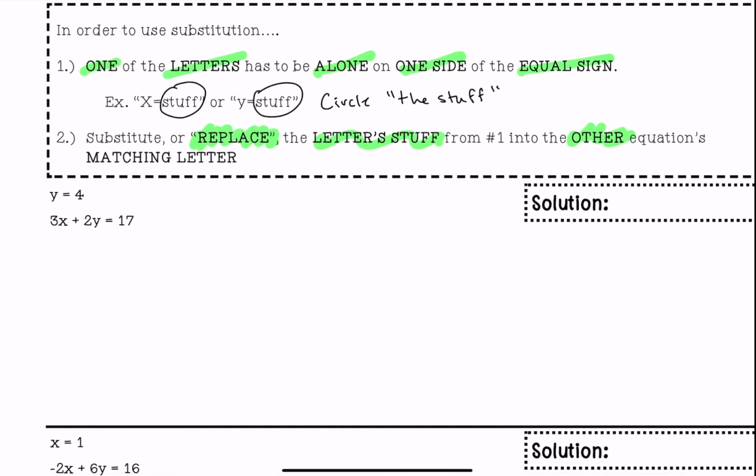So first off, our solutions are always going to be x comma y. They are still an ordered pair. This is not graphing, so you're trying to do this without graphing. Okay, you're using your mathy math. So we have y equals 4 and we have 3x plus 2y equals 17. Well, one of our letters is alone and it's got stuff. We got y equals 4. We know y's number is 4, so I'm going to fill that in my solution.